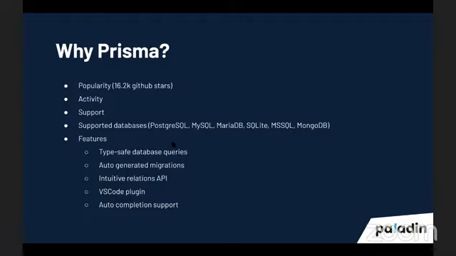And the features that Prisma provides are, like you saw, type-safe database queries, so you don't have to worry about the type safety of your queries. And auto-generated migration. If you want to change your database, you can just change the schema definition that we talked about earlier, and that would automatically migrate the data to the database. And your relations API.